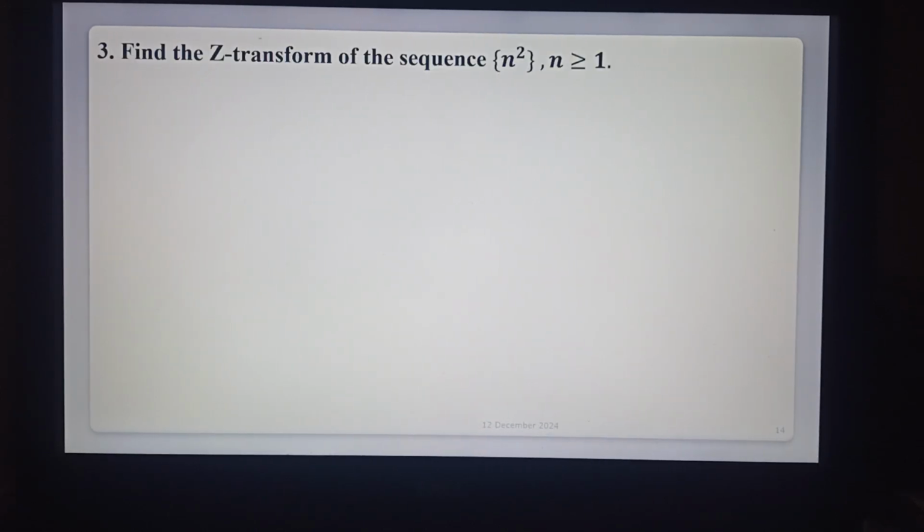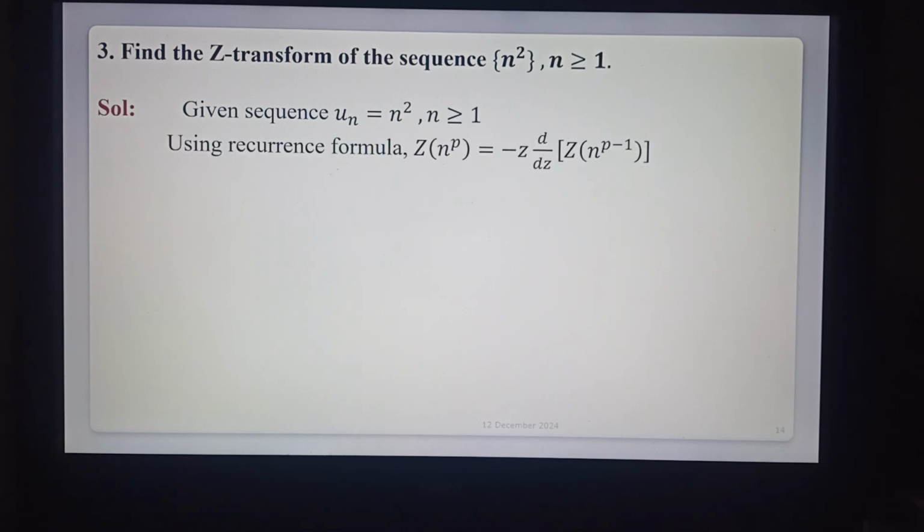Next one: find the Z transform of the sequence n^2, where n is greater than or equal to 0. So u(n) = n^2. We use the recurrence formula, which is one of the formulas for finding the Z transform of n^p. Substituting p = 2, because it is n^2, the Z transform of n^2 is equal to minus z times d/dz of the Z transform of n^(p-1), that is, the Z transform of n.